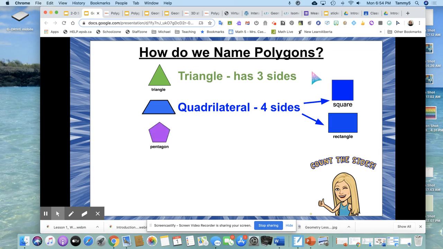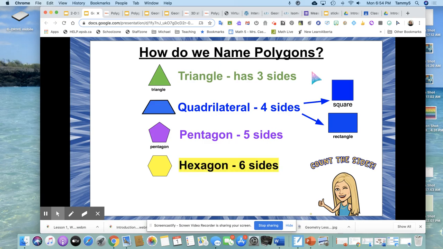A 5-sided polygon is called a pentagon. A 6-sided figure or shape is called a hexagon. Lastly, an 8-sided figure is called an octagon. You can remember octagon, I think I said in our meeting yesterday, by thinking of an octopus. An octopus has 8 arms, so an octagon has 8 sides.